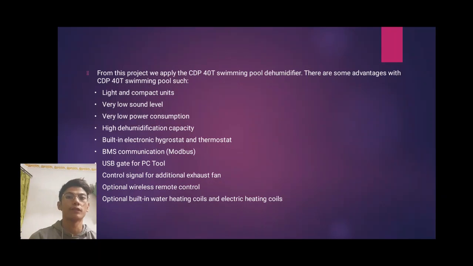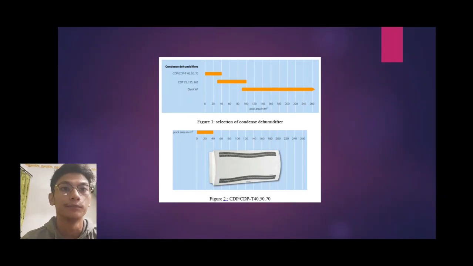There are some advantages with the CDP40 swimming pool dehumidifier, such as light and compact unit, very low sound level, very low power consumption, high dehumidification capacity, built-in electronic hygrostat and thermostat, BMS communication, USB gate for the PC tool, control signal for additional exhaust fan, optional wireless remote control, and optional built-in water heating coils and electric heating coils. Okay, this is the selection of the condensed dehumidifier.